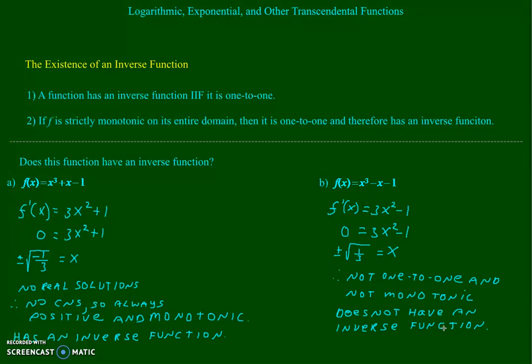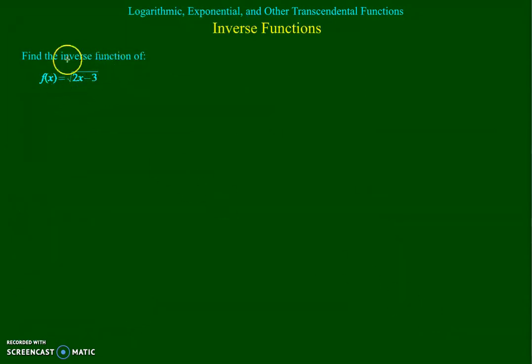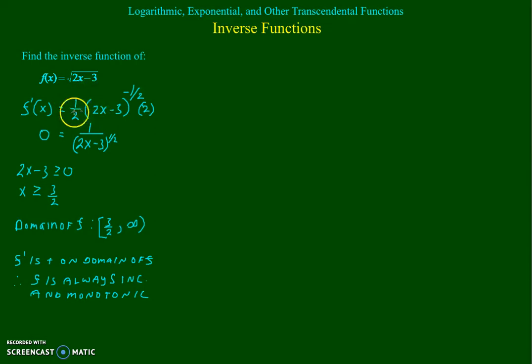So I hope you can see how this is working. Let's go ahead and look at one final example. So here's our next example, and we want to find the inverse function. So the first thing you're going to do is determine if this function has an inverse function, and then find it. Just go ahead and give that a shot. Now, when we take the first derivative of this function, we can see that the only critical number is where x is equal to 3/2.